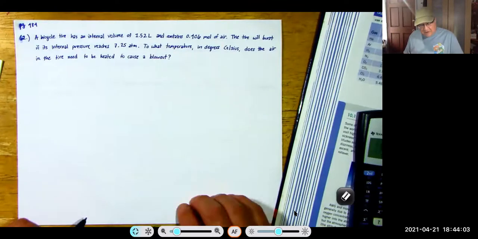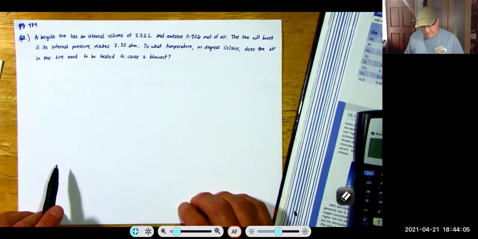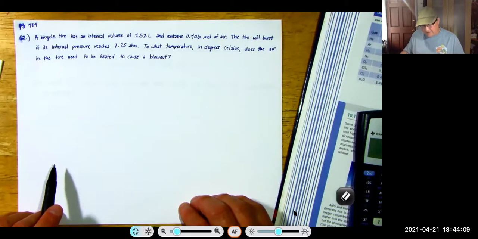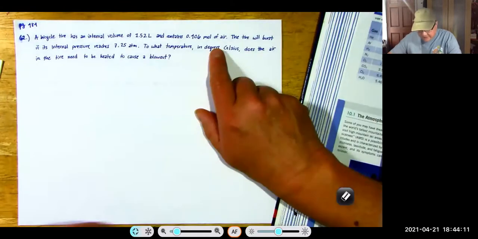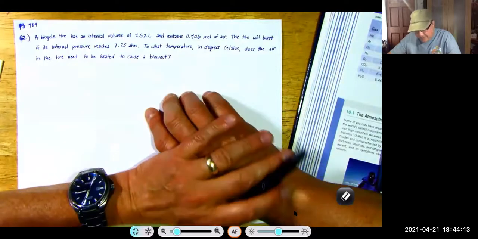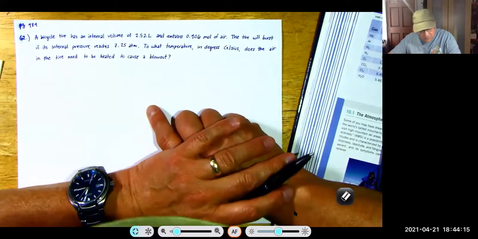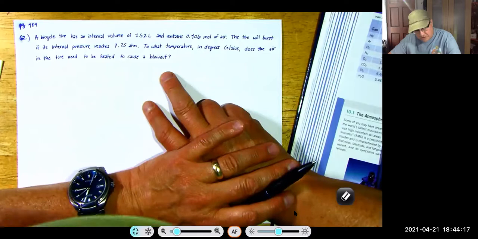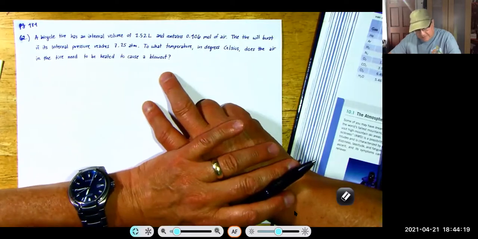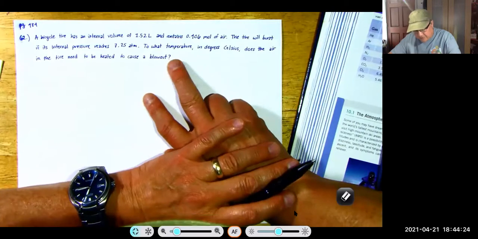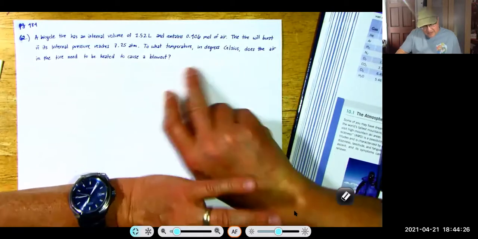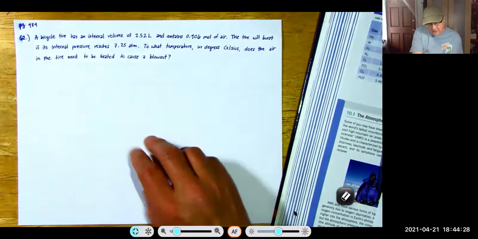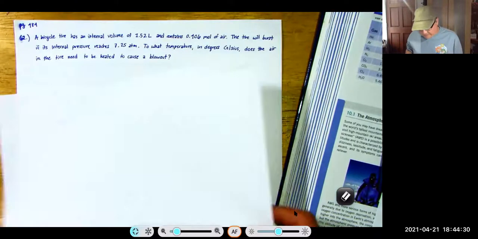A bicycle tire has an internal volume of 1.52 liters and contains 0.406 moles of air. So this is a mixture, but that's all right. We don't need to worry about that right now. The tire will burst if its internal pressure reaches 7.25 atmospheres. What temperature in degrees Celsius does the air in the tire need to be heated to cause a blowout?